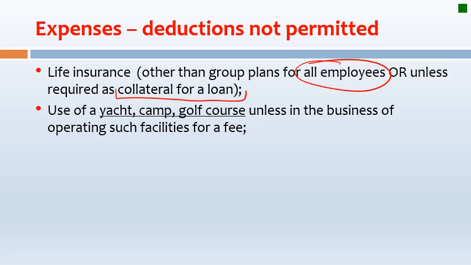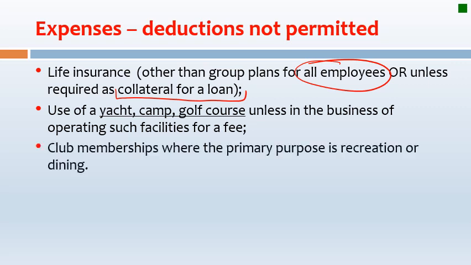Any kind of yacht, camp, golf course expense incurred. So even the usage of a yacht, any expenses paid for that, any expenses paid for golf whatsoever that may be deductible for accounting purposes, definitely not deductible for tax purposes unless your business is operating a camp. Then okay, you can deduct that. Club memberships, if the primary purpose is recreation or dining. For example, if your corporation is purchasing memberships to the local curling club as a perk, that's not a deductible business expense, so you can't do it. You'd have to add all that back.